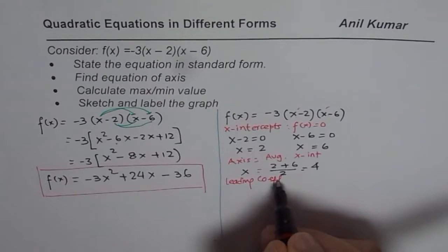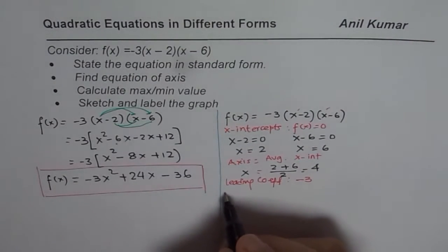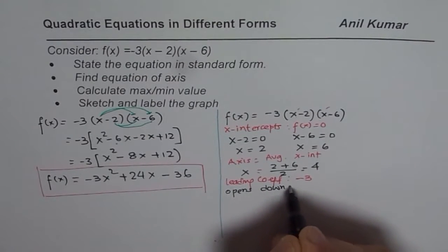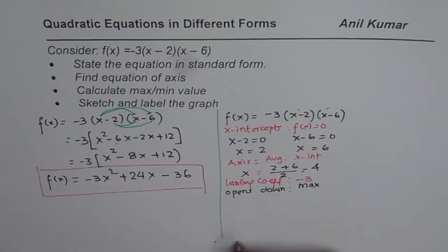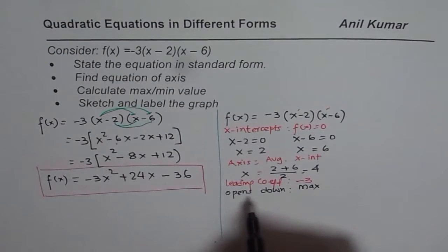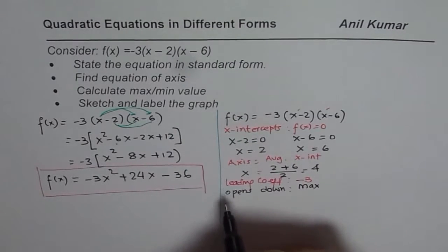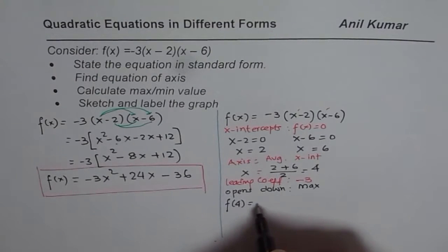The leading coefficient is how much for you? Minus 3. That means it opens down. If you open a parabola downwards, it leads to a maximum. So we have a maximum. The maximum will be at x equals the 4 value. But what is the value of the maximum? So we'll find the value of the function at x equals 4.